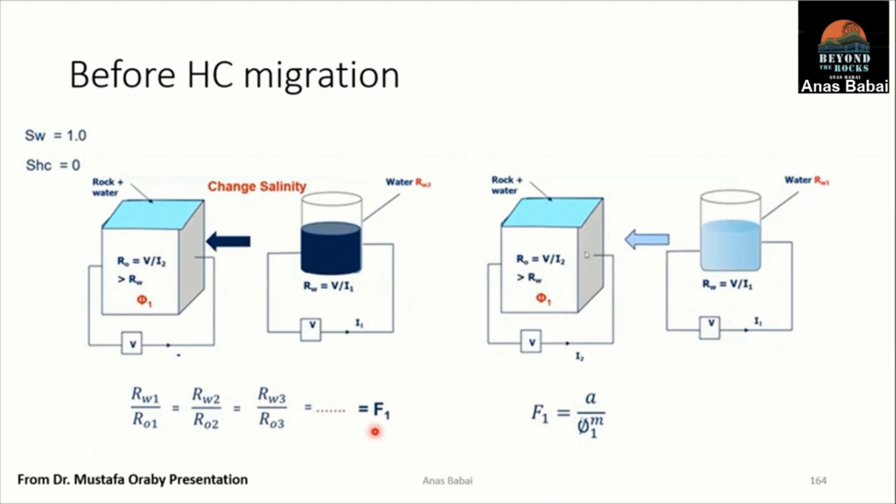This constant he called F1, and he found out that F1 is equal to A divided by phi to the power m. We will later know what A and m are, but for now that's what he found. He found that RW divided by R0 is a constant value, and this constant is equal to A over porosity to the power m.